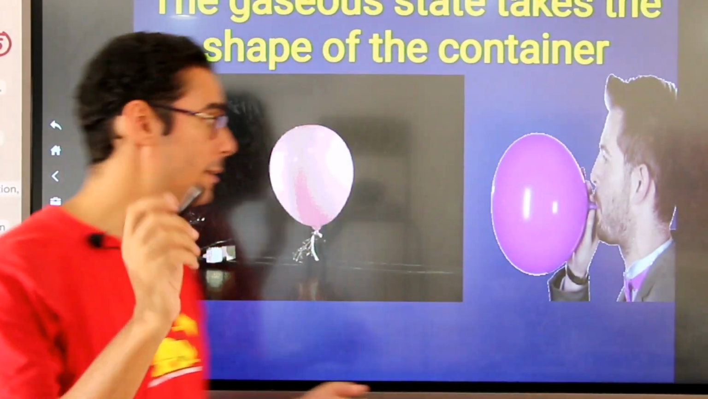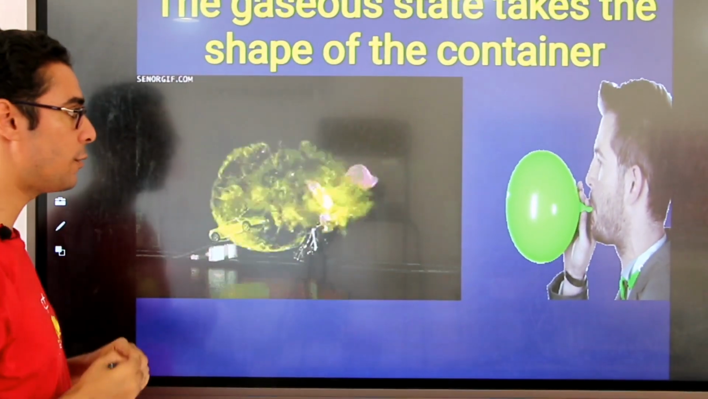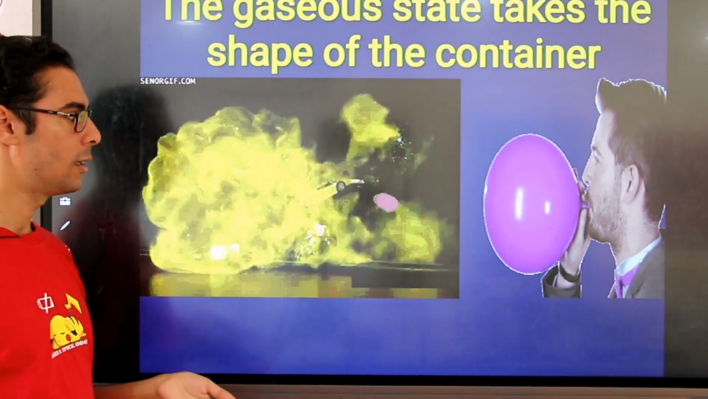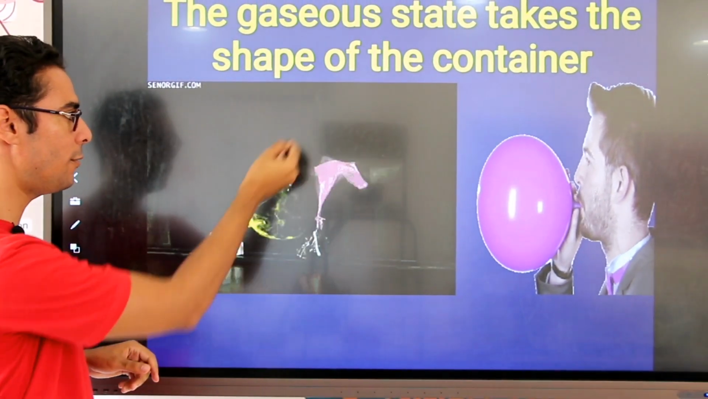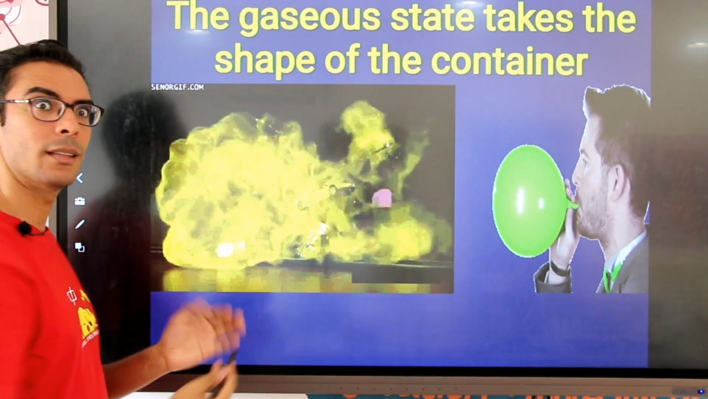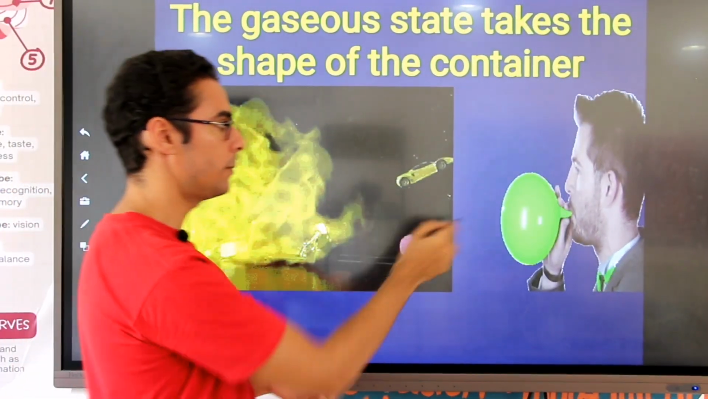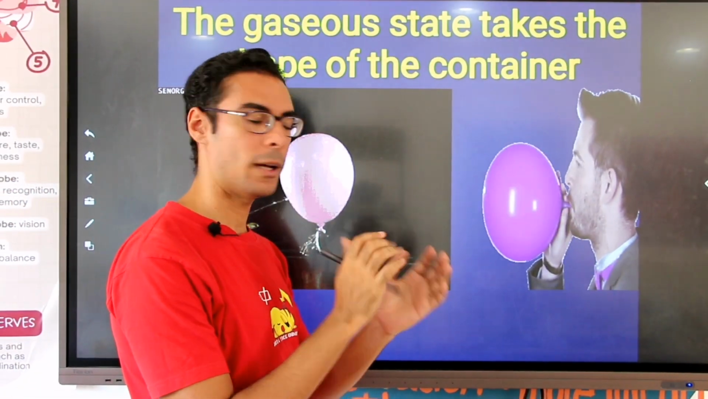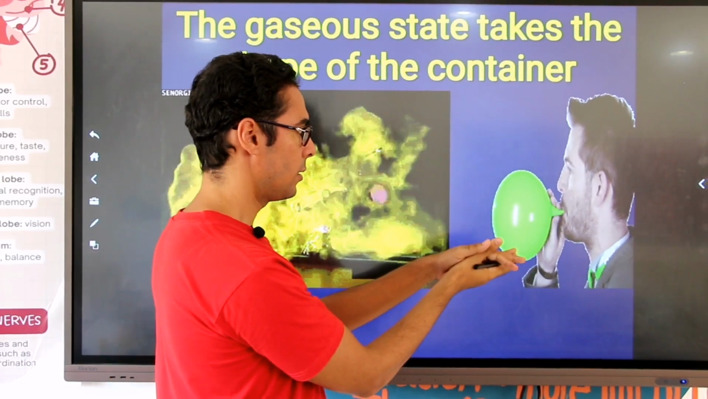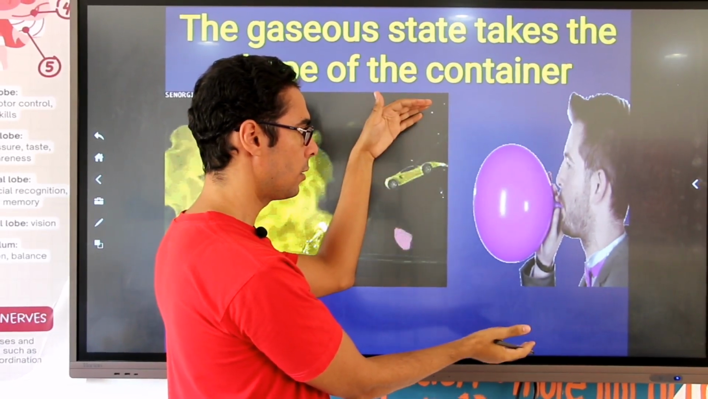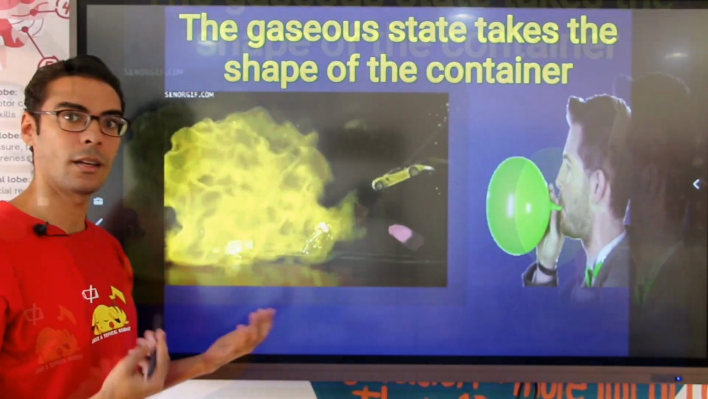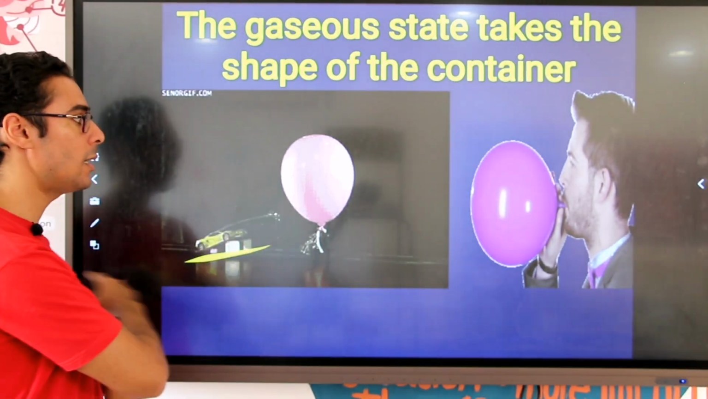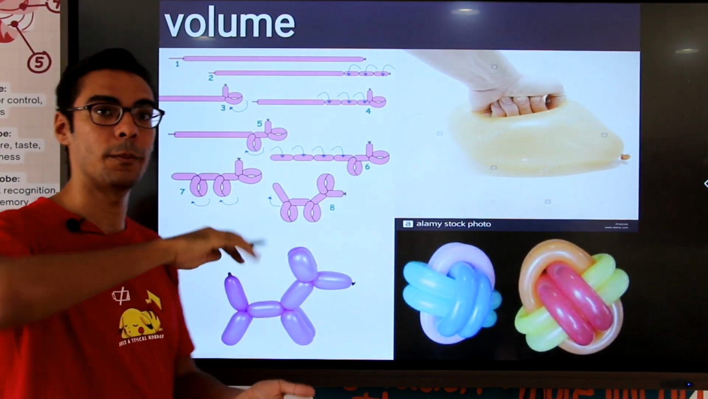What about the volume? What is the volume of the gaseous state? The volume was the same as the volume of the balloon inside. Look here, in this balloon, it was small, but when we fill it with gas, when we blow the balloon up, it takes a larger volume. So the volume of the gaseous state is changing. And this is why the gaseous state is the only state that can be compressed.